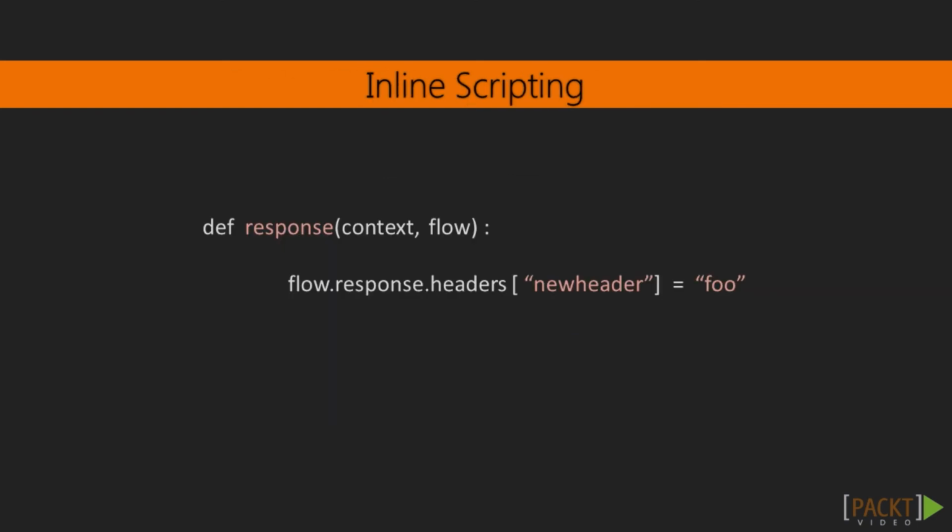mitmproxy has a powerful scripting API that will let us access the requests on the fly to manipulate them. The mitmproxy scripting API is event-driven, and a script is simply a Python module that exposes a set of event methods. We can see in the screenshot the example of a simple inline script that will add a new header to every HTTP response before it is returned to the client. That is all the code needed for the script.